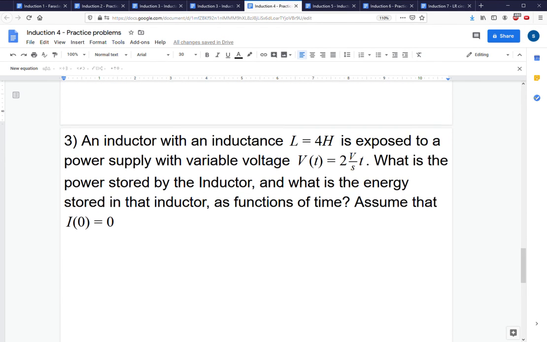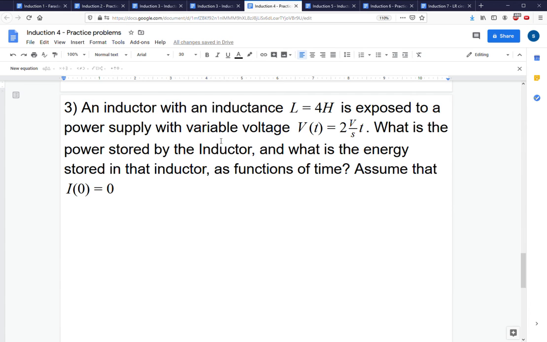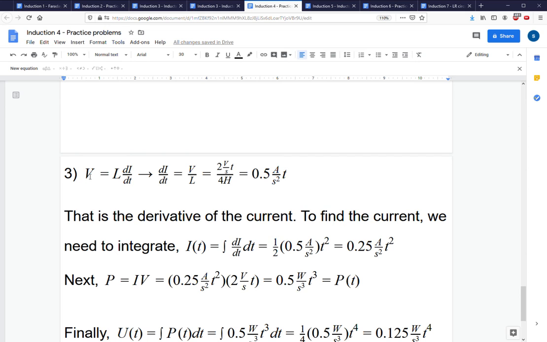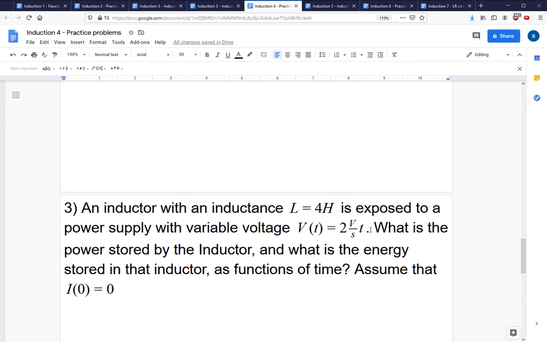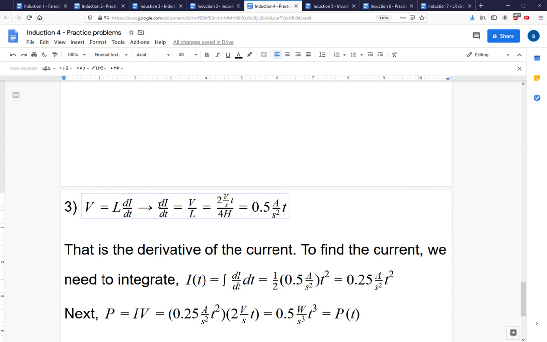So the first part of this question, what is the power stored by the inductor? We want power. Power is equal to current times voltage. So voltage is equal to L di dt. So we can rearrange it. We have a given voltage. Voltage is 2 volts per second times time. So we can solve di dt is equal to that voltage function divided by L, 2 volts per second times time divided by 4 henries. And that gives us a function 0.5 amperes per second squared times time.